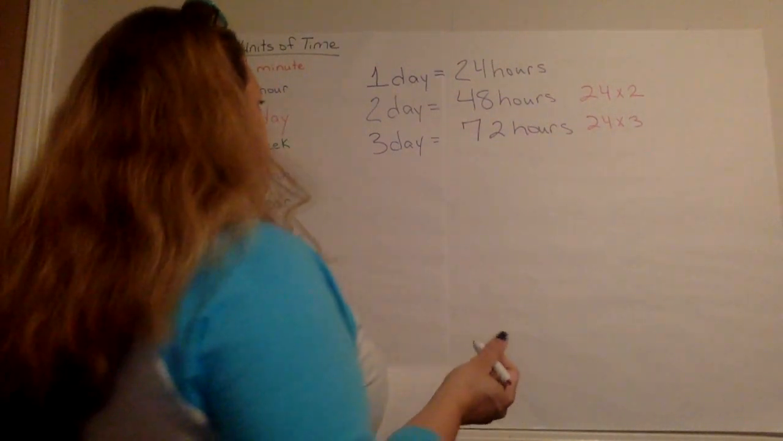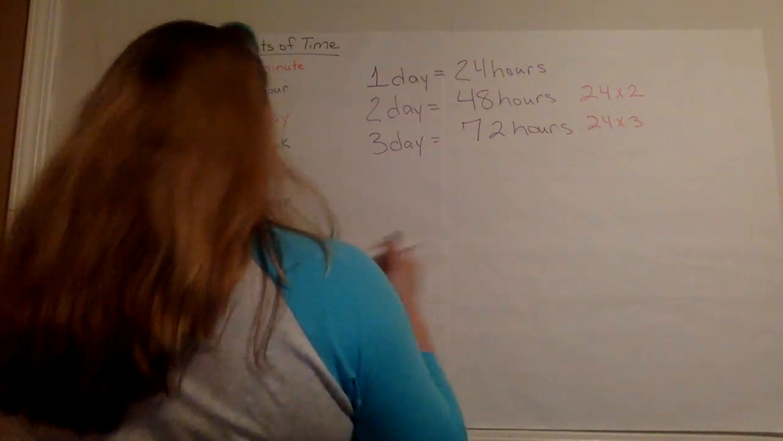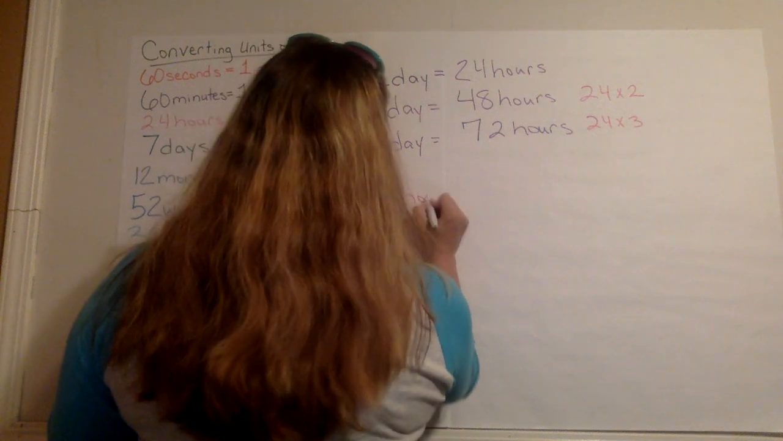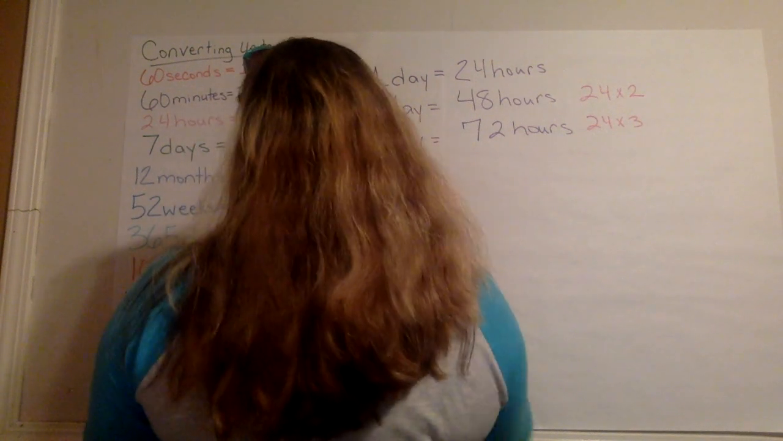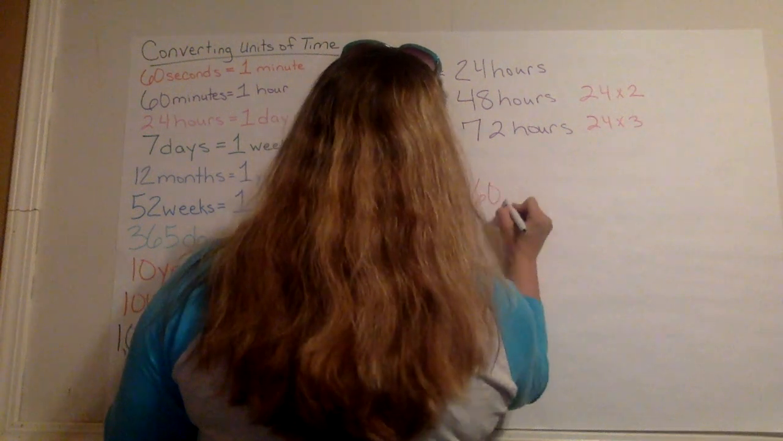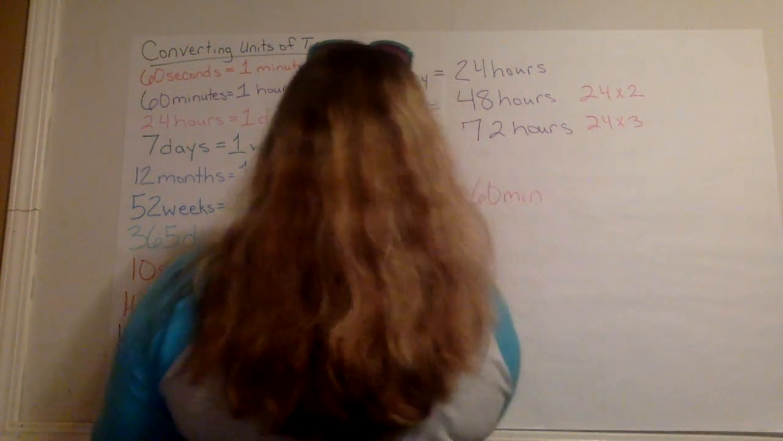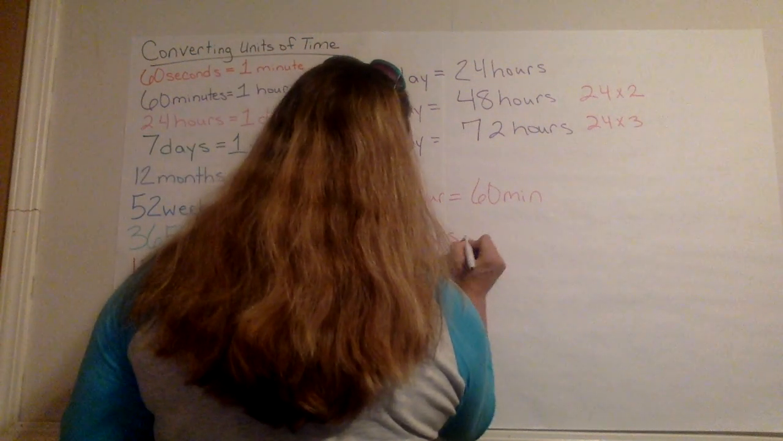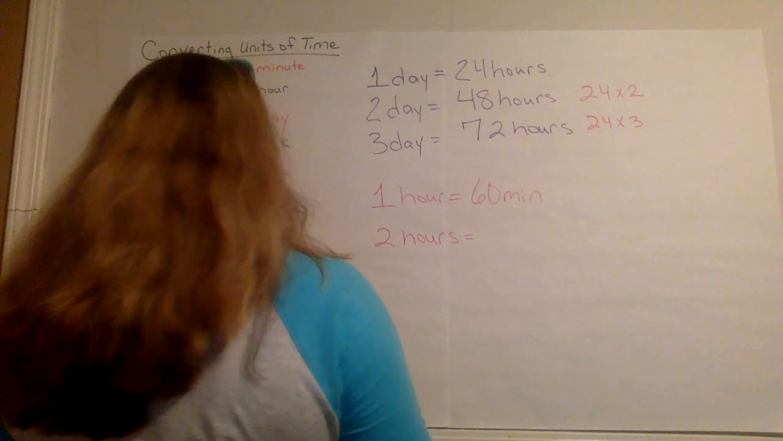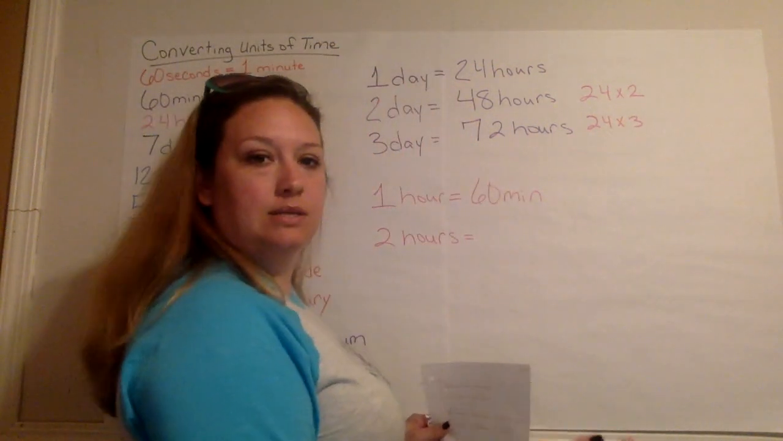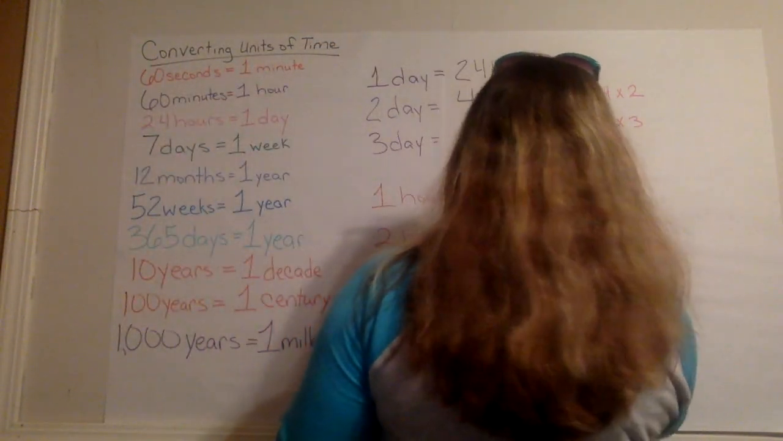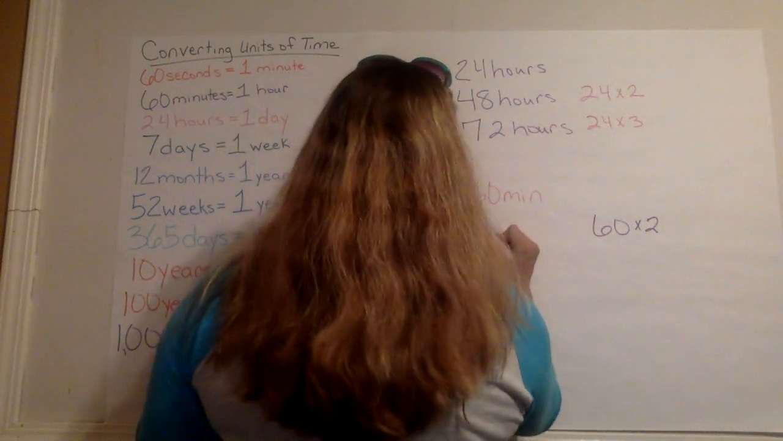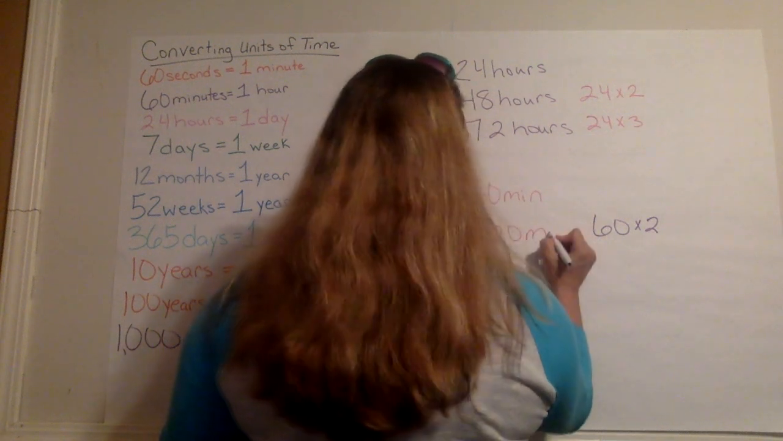All right, so let's look at hours to minutes. So if we're saying 1 hour is equal to 60 minutes, how many minutes are in 2 hours? Well, you can say 60 plus 60, or you could say 60 times 2, which is going to give you 120 minutes.